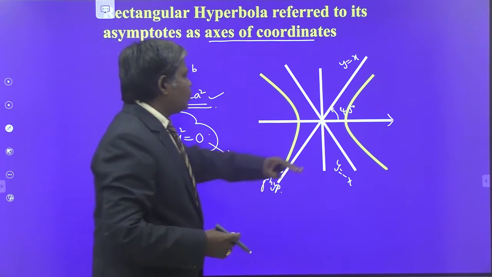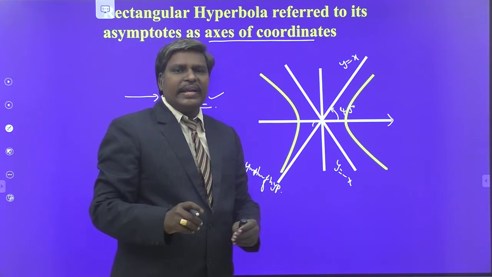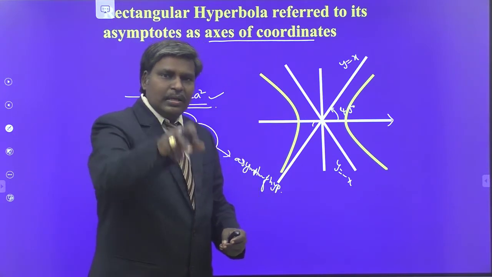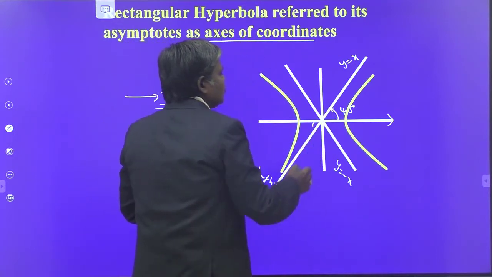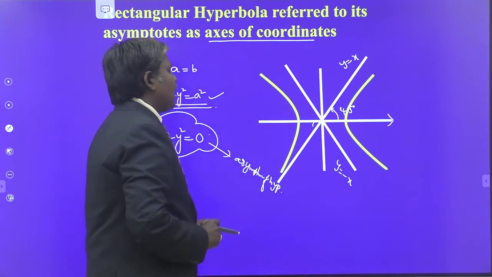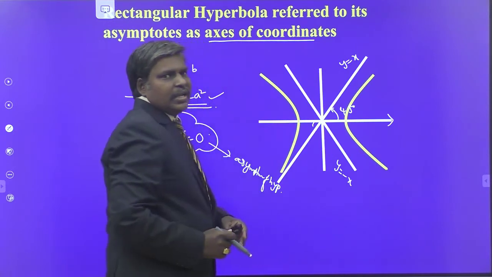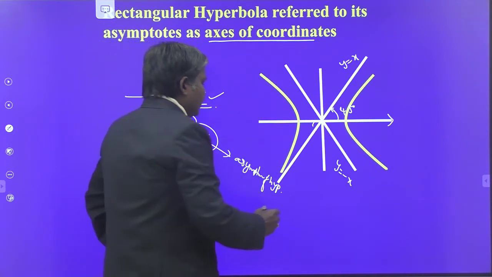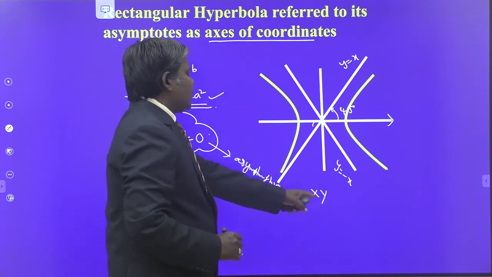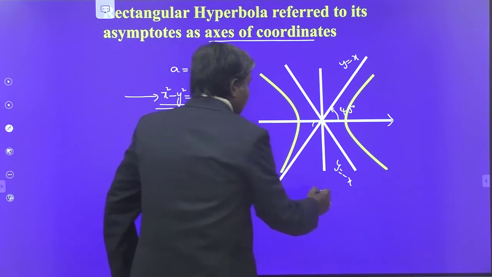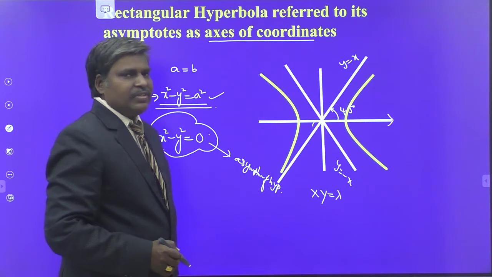What you have to do? You have to rotate your axis by 45 degrees. Then your coordinate axes become asymptotes to your new hyperbola. Therefore, we rotate the axis through an angle of 45 degrees in the anti-clockwise direction. Then your coordinate axes become what? Asymptotes. So the new coordinate axes are taken as X and Y. Then X into Y is the combined equation. X into Y equal to some lambda, where XY equal to 0 is the combined equation of the asymptotes of the hyperbola.